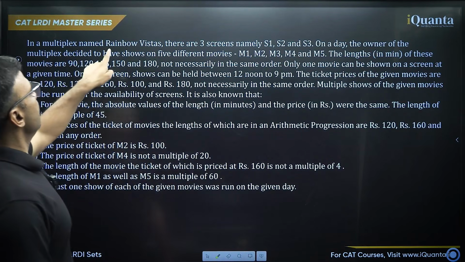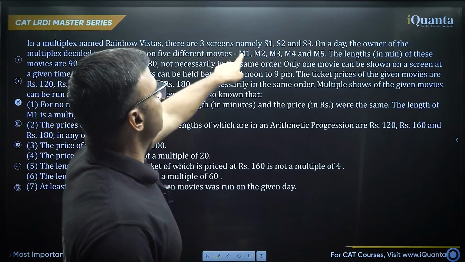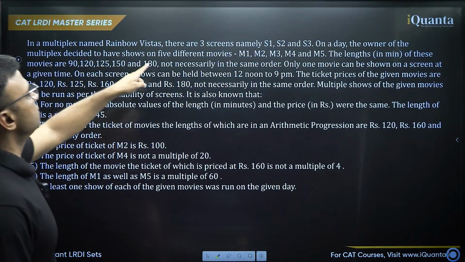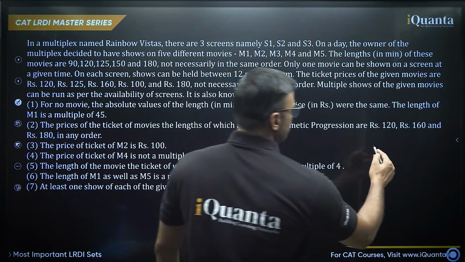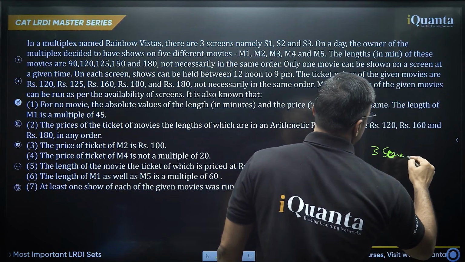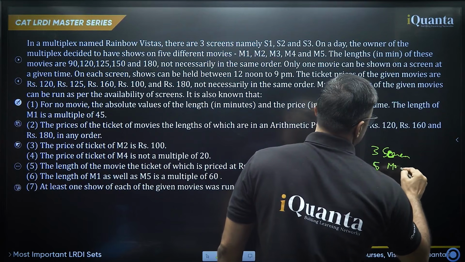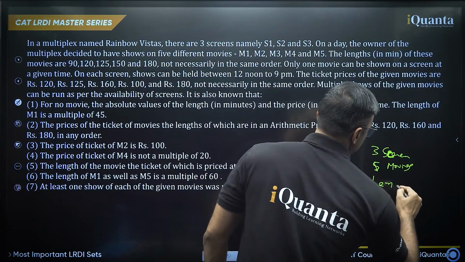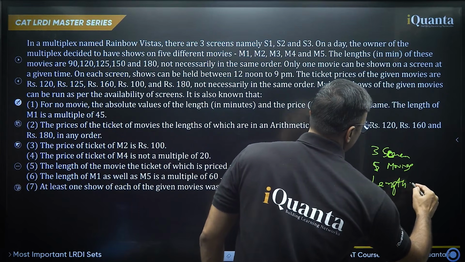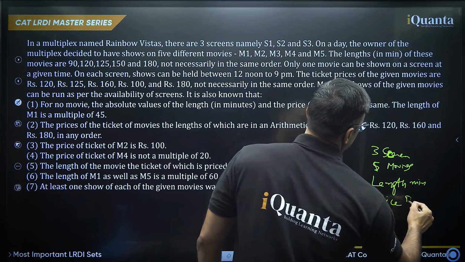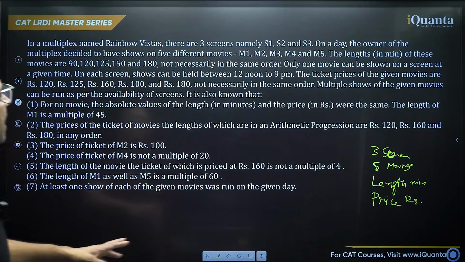In a multiplex named Rainbow Vistas, there are 3 screens, namely S1, S2, S3. On a day, the owner of the multiplex decided to have shows on 5 different movies. So 3 screens. Make sure that you have made your short notes. 5 movies. Length in minutes. And price in rupees. This is what we have as variables.